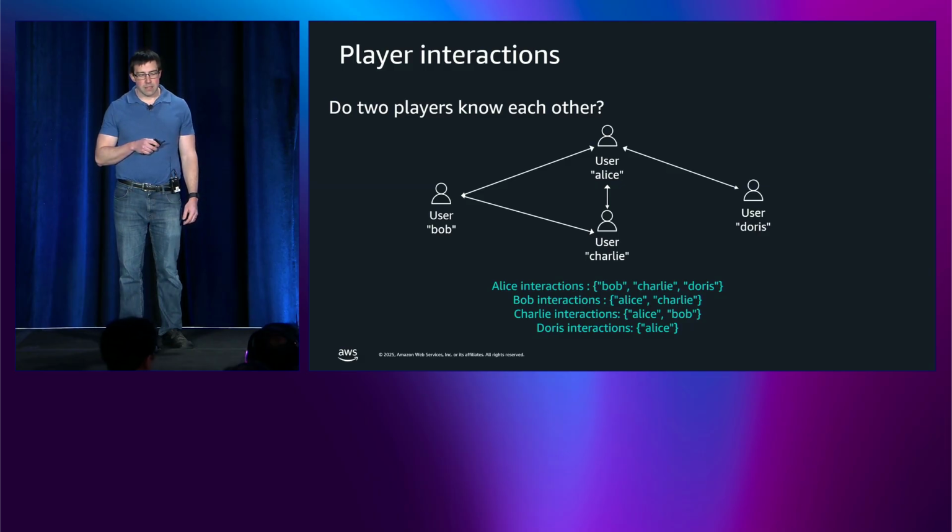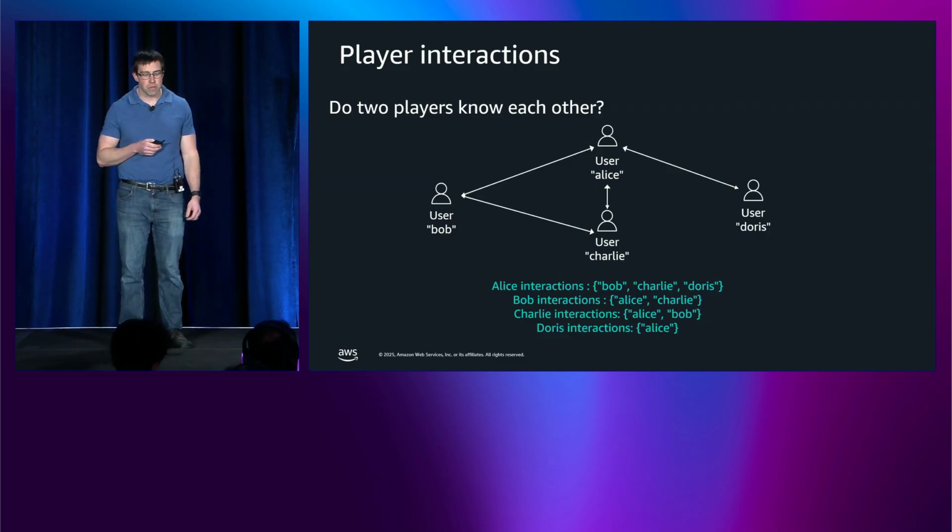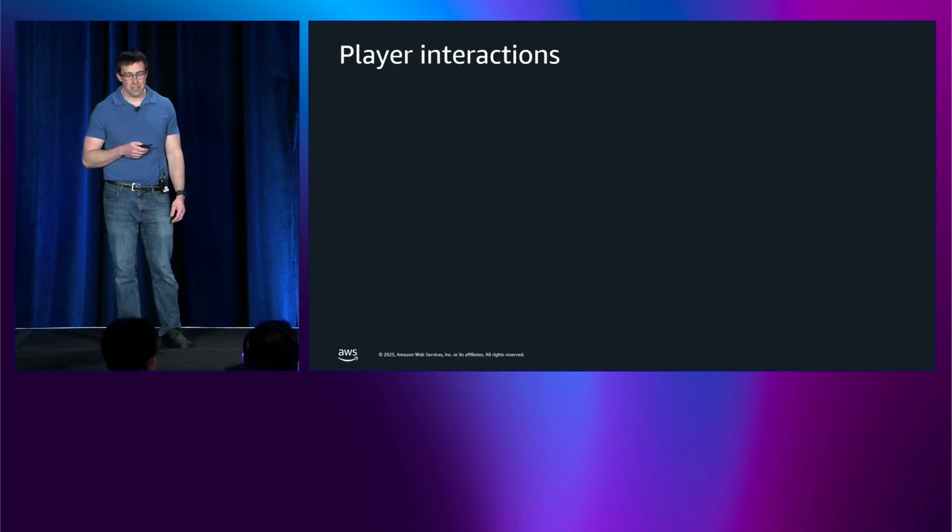Next, let's answer a slightly different question of whether two players know each other. So say you want to keep track in your game whether you've observed or interacted with a player before. It basically forms a graph where you'd have to keep track of the different users that have engaged with each other, which you could store in Valkey with sets again. We have the different interactions for each individual player. The downside, of course, is that this is also O(n) storage space. So can we do better than that?